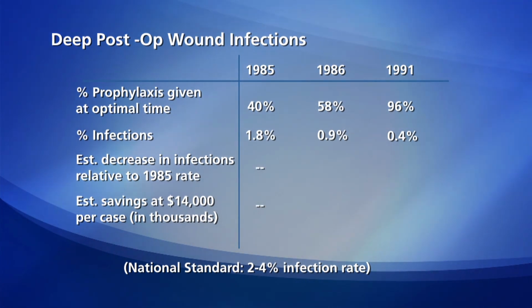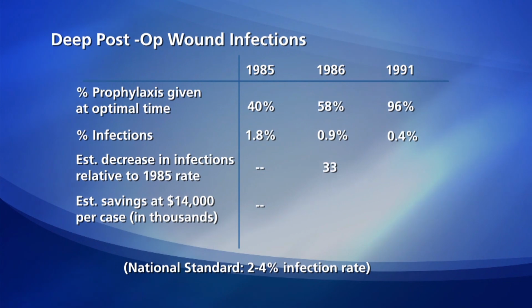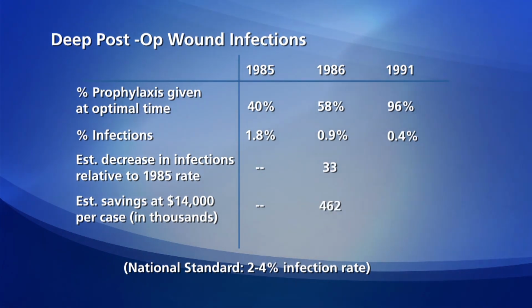Well, the way we did the cost calculation, we just said, okay, in 1986 with a 0.9% rate, that was 33 fewer infections than we would have had if we'd followed our old, better than national standard 1.8% rate from the year before. 33 infections at $14,000 per infection, that was almost $500,000 per year in net cost savings. Costs that we never incurred because we never had the infections in the first place. By 1991, it was pushing $750,000.